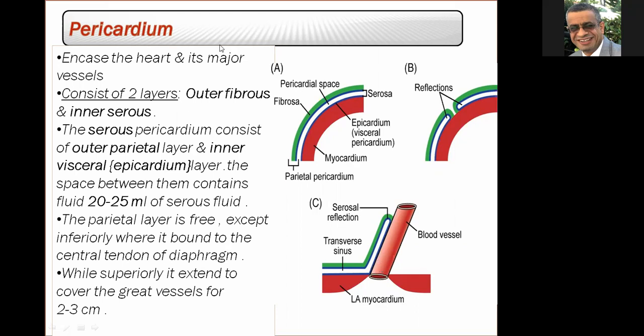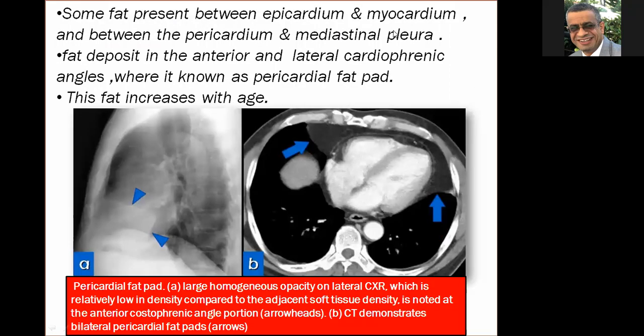Some fat is present between the pericardium and myocardium and between the pericardium and mediastinal pleura. Fat deposits in the anterior and lateral cardiophrenic angles are known as the pericardial fat pad. This fat increases with age. So this is a lateral chest X-ray showing the pericardial fat pad, and this is an axial CT scan showing the pericardial fat pad bilaterally, indicated by the blue arrow.